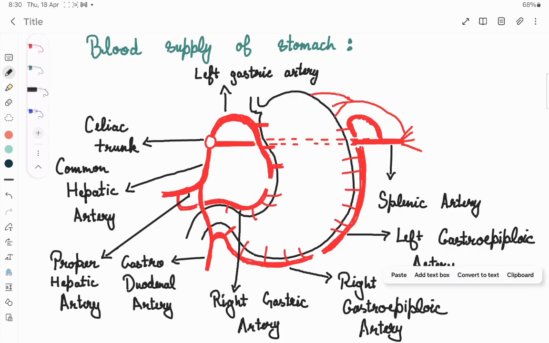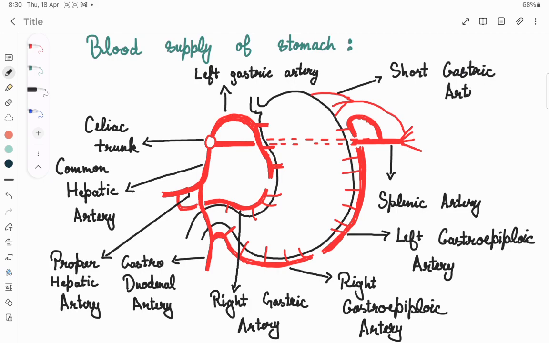So last but not the least are the short gastric arteries. So this is the complete arterial blood supply of the stomach.